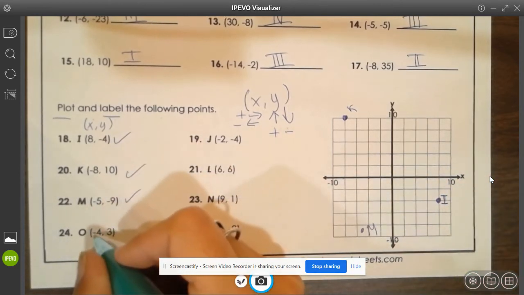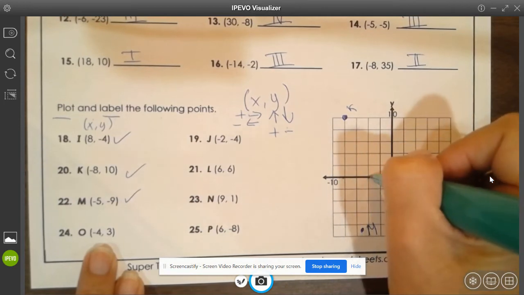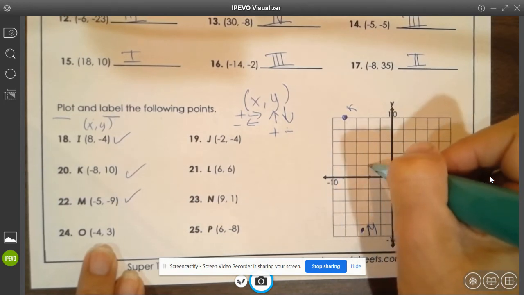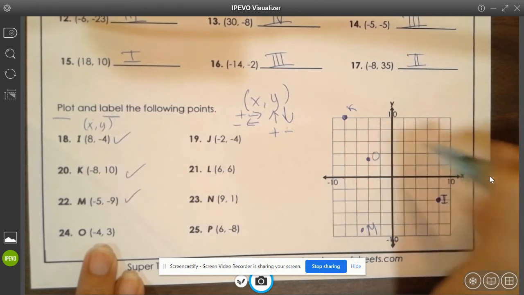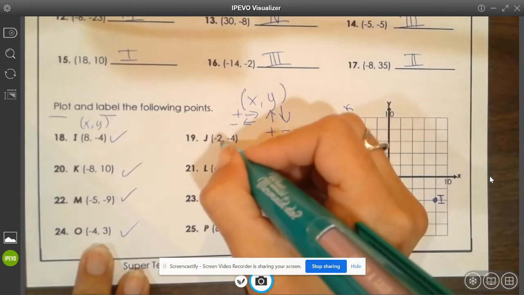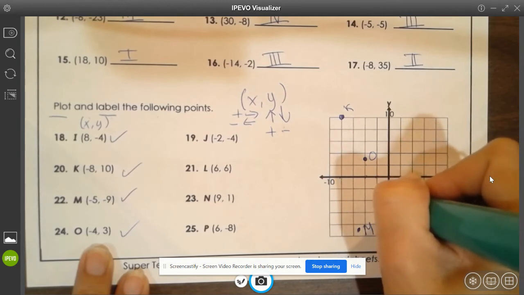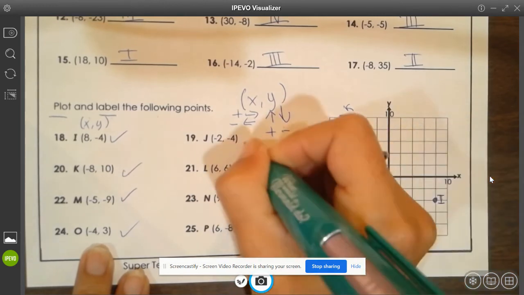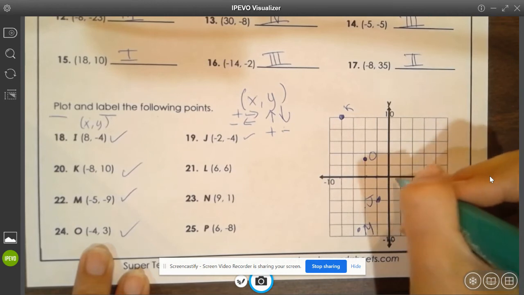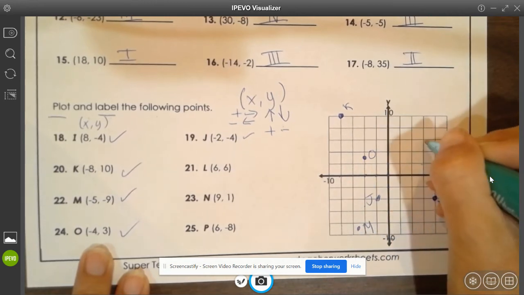All right, oh, it's going to be negative 4 and 3. Negative 4, 2, 4 to the left, 3 up, so that's 2, and then 3 would be right in the middle. Because remember, it goes by 2s, right? All right. Next, quick. J would be -2, -4, right here. L, 6, 6. 6 is going to be 2, 4, 6, and 6 up. 2, 4, 6, right here.